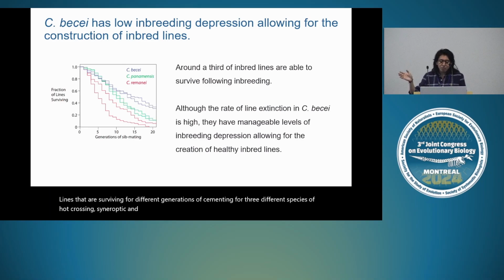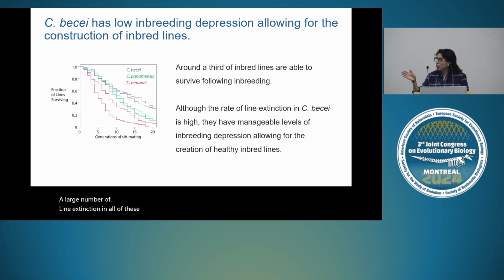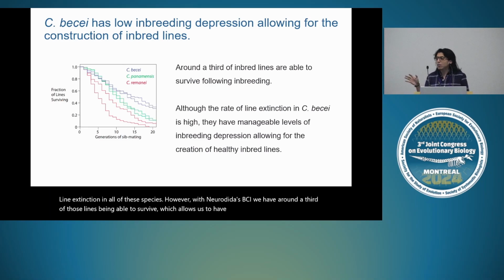Here we observe a large number of line extinctions in all of these species. However, with Caenorhabditis briggsae, we have around a third of those lines being able to survive, which allows us to have a manageable level of inbreeding depression that allows us to create healthy inbred lines.